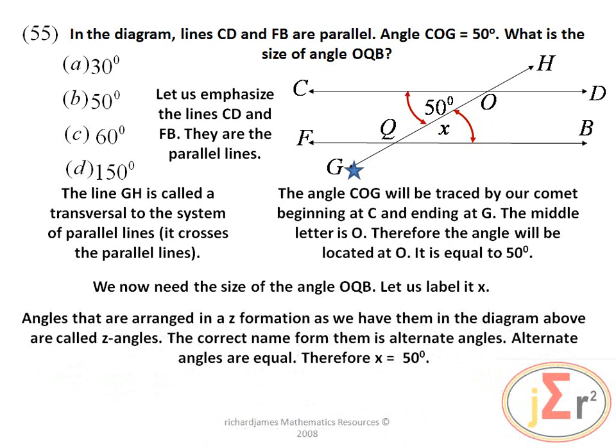Angles that are arranged in a Z formation, as we have them in the diagram above, are called Z angles. The correct name for them is alternate angles. Alternate angles are equal, therefore X is equal to 50 degrees also. So look at it, Z format. This angle is 50 degrees, and this one must also be equal to 50 degrees. And of course, the setup requires that these two lines are parallel. The correct answer is option B.